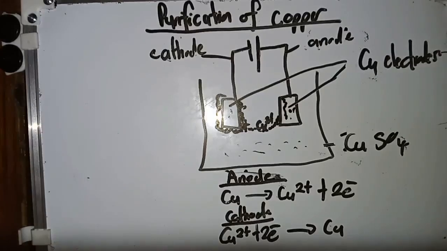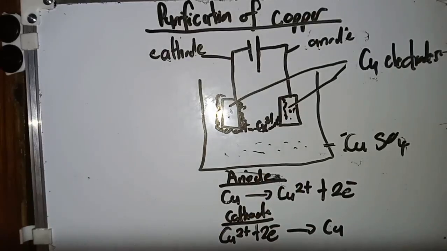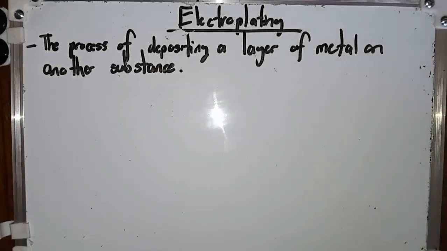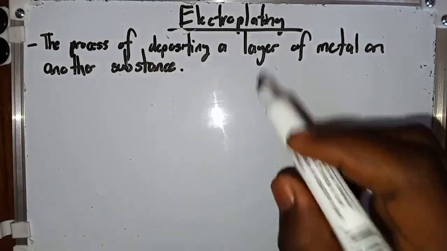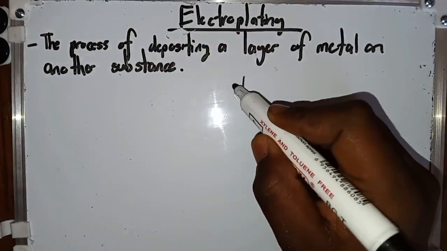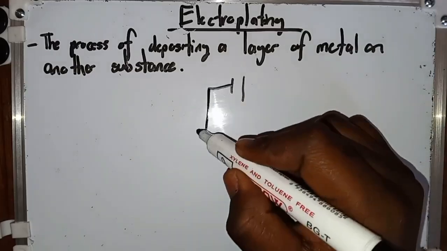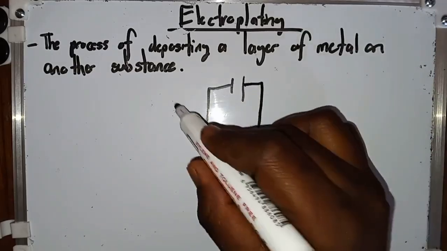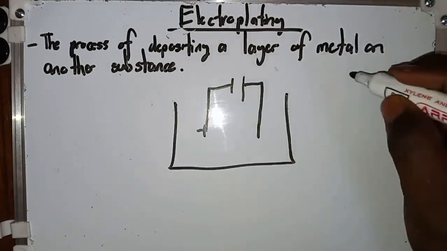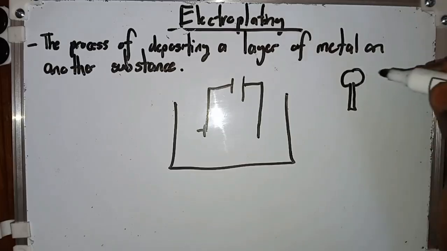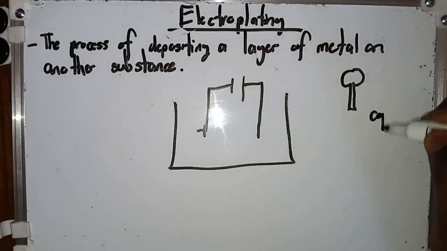Okay. So now let's go to electroplating. This same concept is the one which happens for electroplating. We are now doing electroplating, which is the process of depositing a layer of metal on another substance. So here, the same concept which we did on purification of copper is what's going to happen. Let's say we have a spoon. We want to coat this spoon with copper.